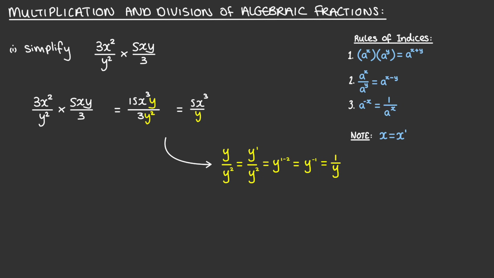So y to the power of 1 minus 2 is equal to y to the power of minus 1. Taking a look at the third rule of indices, a to the power of minus x is equal to 1 divided by a to the power of x. Therefore, y to the power of minus 1 is equal to 1 divided by y, or 1 divided by y to the power of 1. We must remember that any number to the power of 1 is just equal to the number itself. So then our answer for the simplified fraction is 5x cubed divided by y.